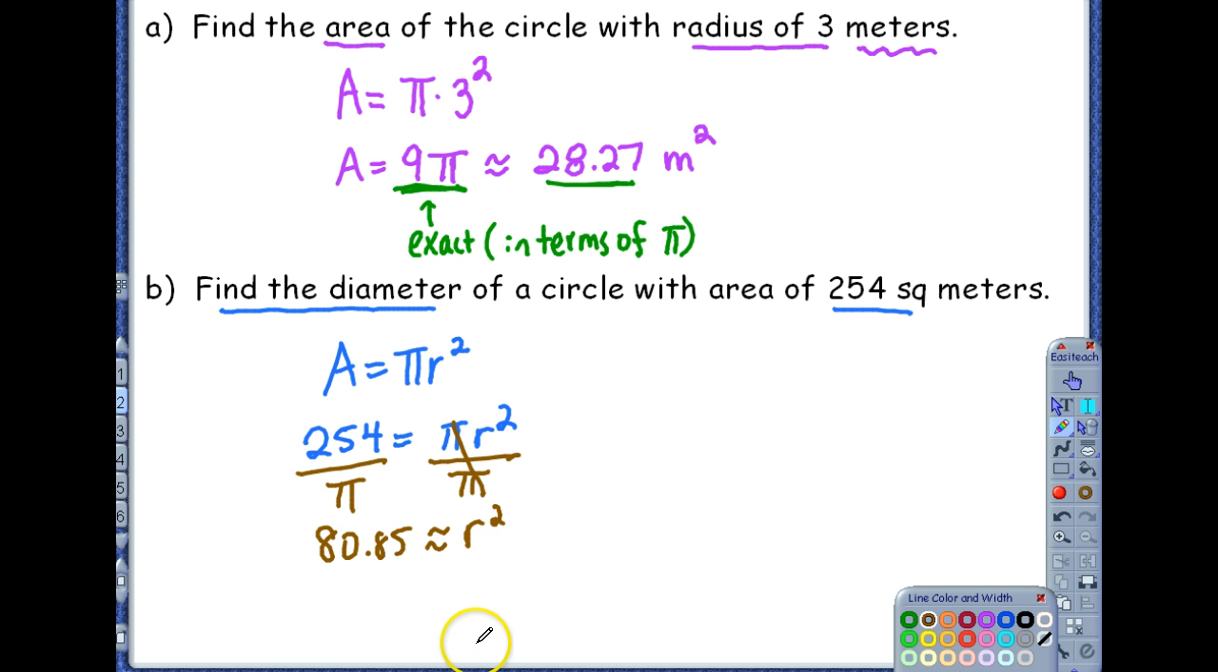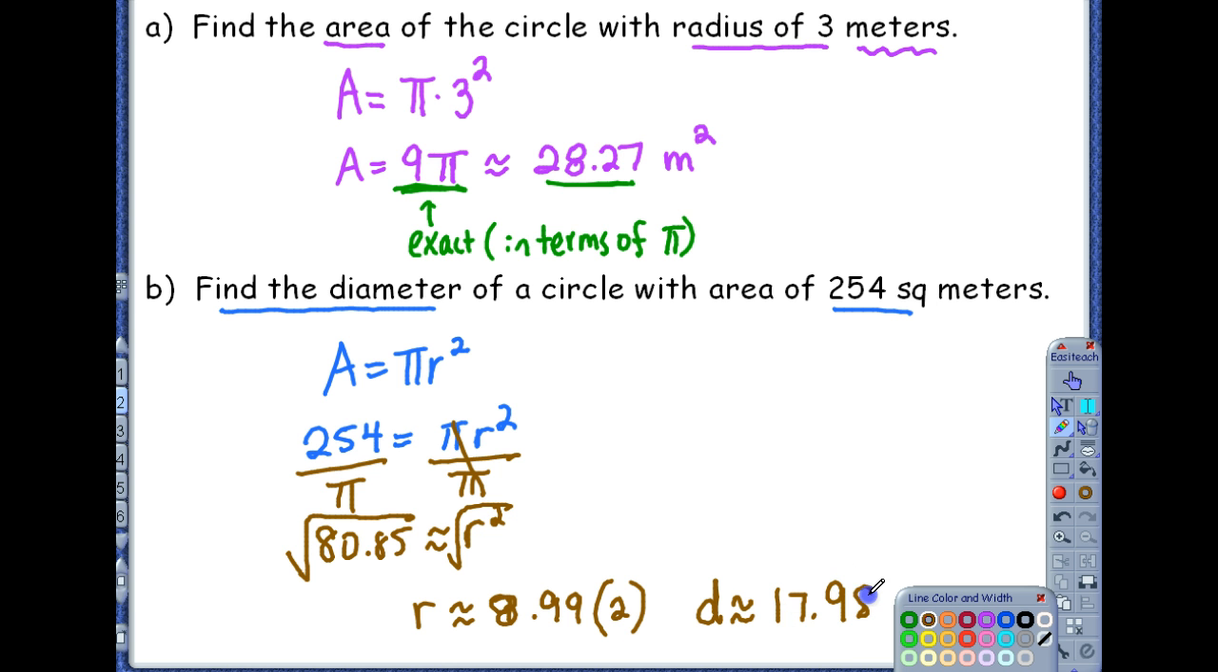And I would leave that big long decimal in my calculator. And when I square root to undo the square, I should end up with approximately 8.99. Not quite 9. And then if I double that to get to the diameter, that's going to give us approximately 17.98. And this is going to be square meters?